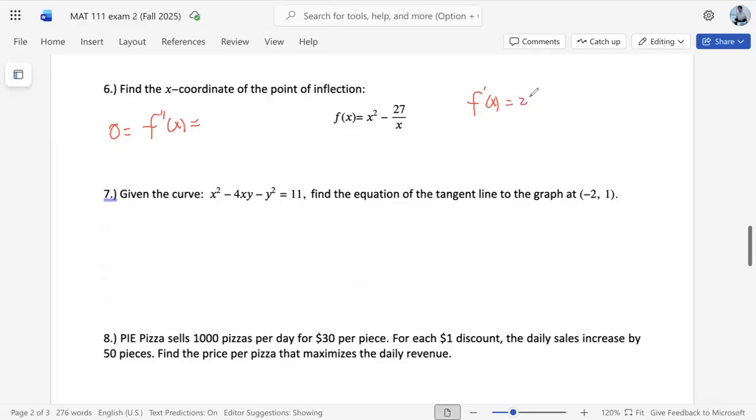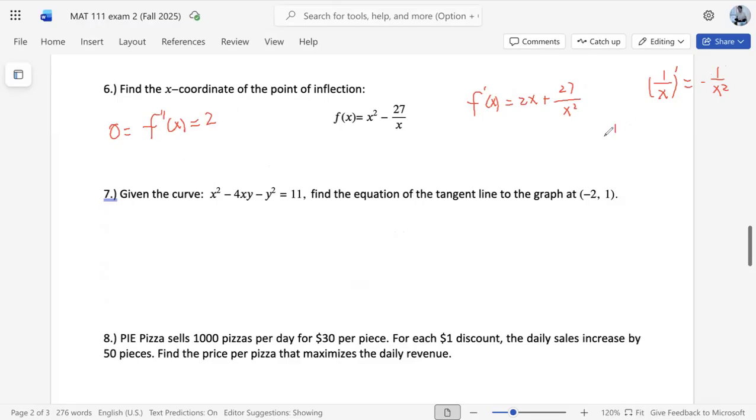So x squared derivative is 2x. Then minus, well, remember 1 over x derivative is negative 1 over x squared. So negative becomes positive, right? 27 divided by x squared. So that's the first derivative. Well, the second derivative of 2x is 2.